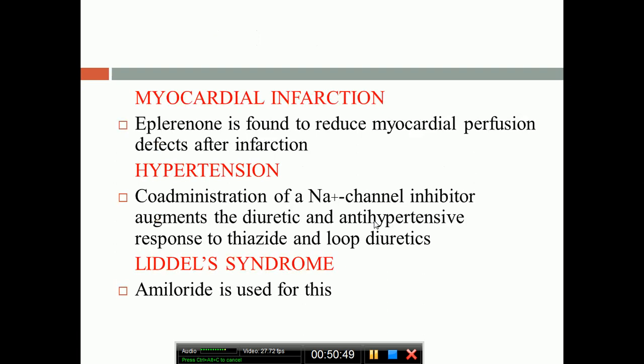The second indication is myocardial infarction. Eplerenone is found to reduce myocardial perfusion defects after infarction. Hypertension: co-administration of sodium channel inhibitor augments the diuretic and antihypertensive response to thiazide and loop. We have already discussed that these can be used with thiazide and loop diuretics. And there is Liddle's syndrome. Amiloride is used for this syndrome.